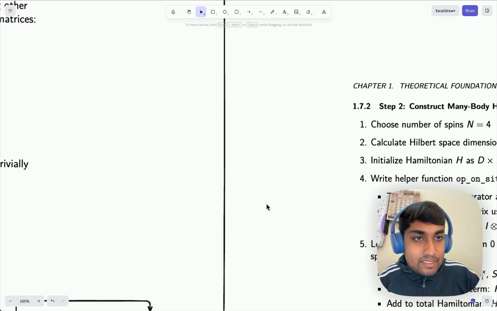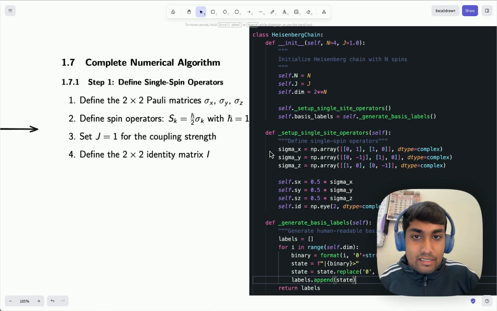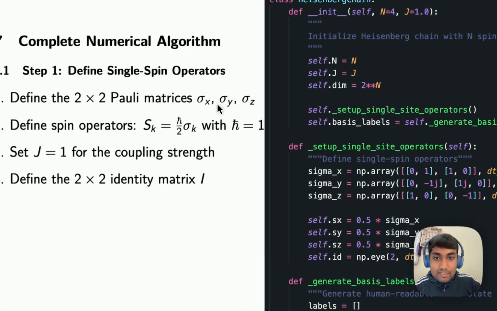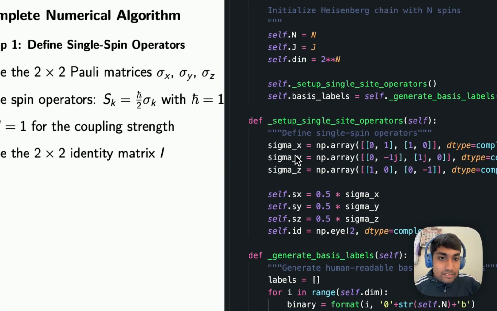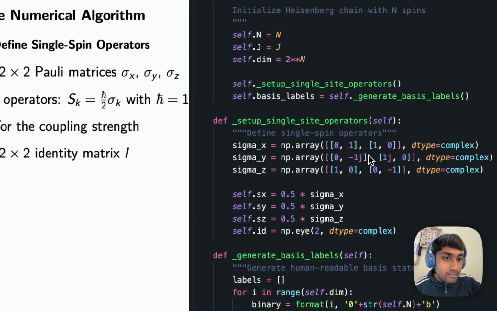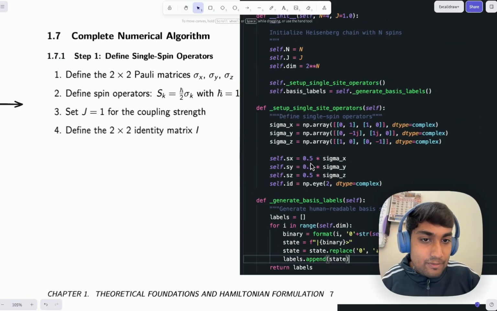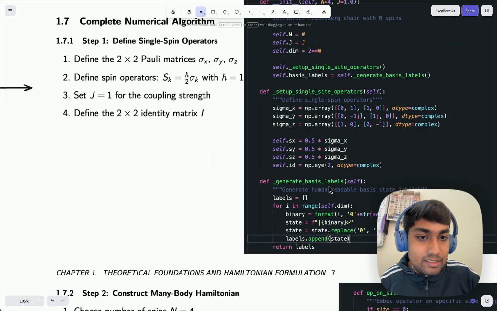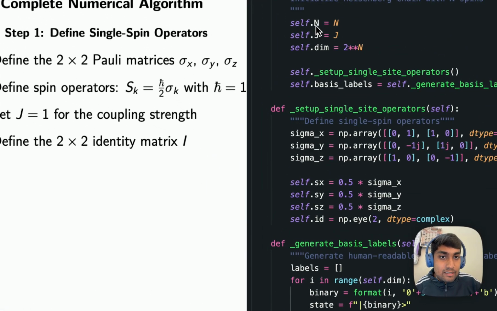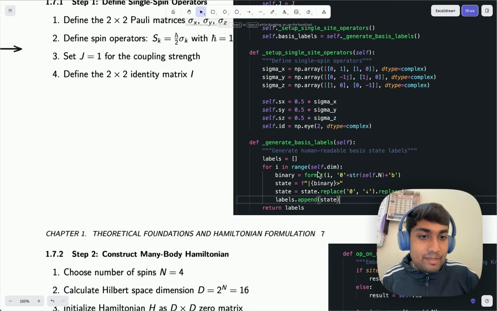First we will see the numerical algorithm that is being used here, and this is the algorithm. First we will define sigma x, sigma y, sigma z. As you can see, I'm setting up the single site operators using the np.array method. After that, I'm making the physical spin operators, which are 0.5 times sigma x, sigma y, sigma z. We also have a constructor here, which is defining the capital N, capital J, and the dimension, which is 16 here. After that, we are also generating the basis table.